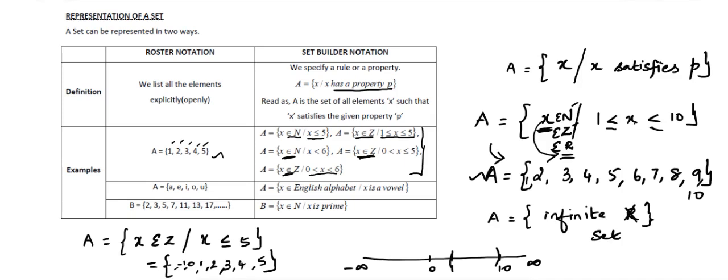I am just repeating once again. See, here they will tell you where that element belongs to. That element belongs to the English alphabet. And the property is another filtration. What is the filter? That must be a vowel. So the elements will be A, E, I, O, U.